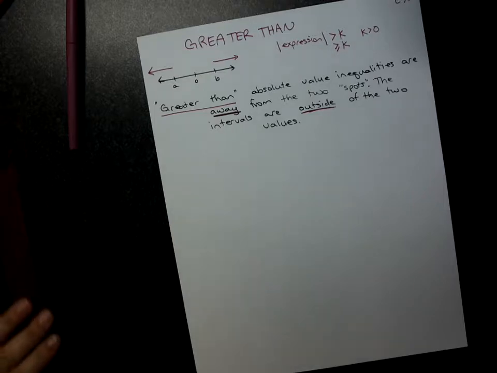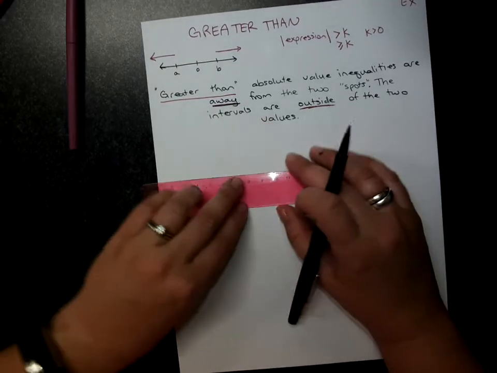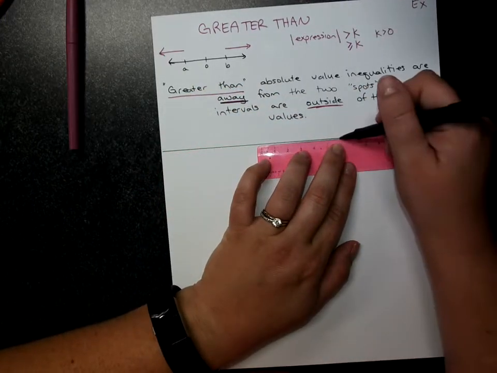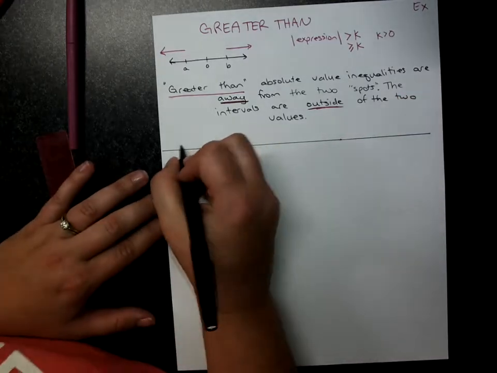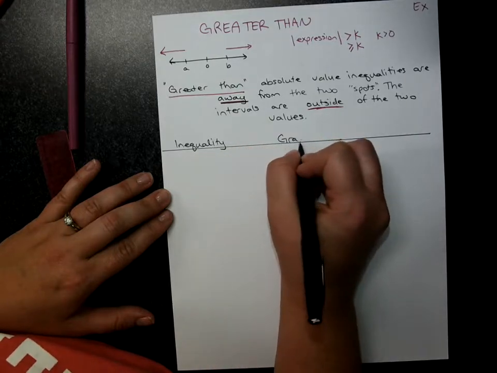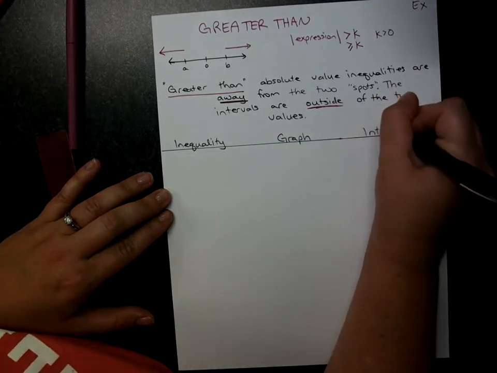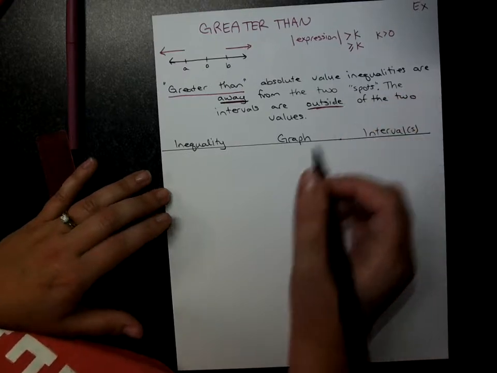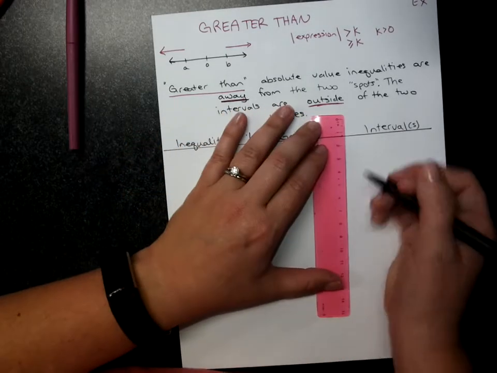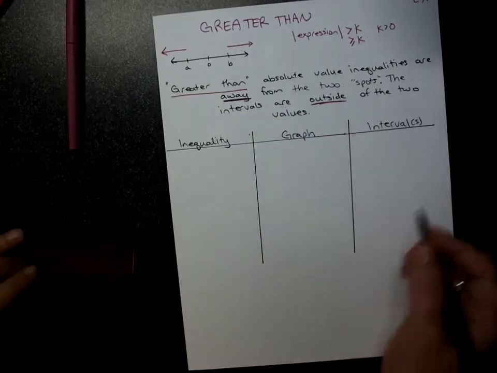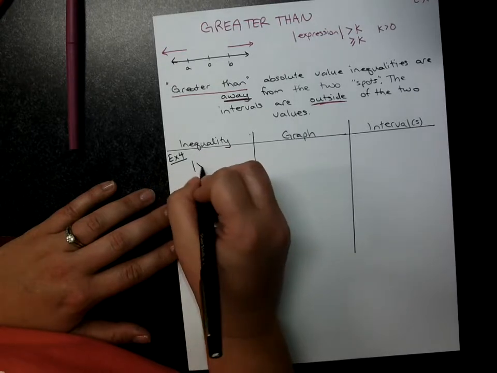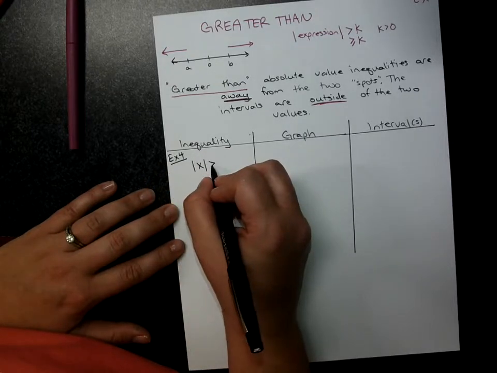So let's go through. We're going to use the same 3 examples, but we're going to do greater than instead of less than. So if you want to make that same kind of 3-column format, we have the inequality, the graph, and the interval. And that could be more than one for greater than, so intervals. So the inequality, the graph, and the intervals. So we're going to go back and look at example 1, except we're going to call it example 4. The absolute value of x, this time it's going to be greater than 5.